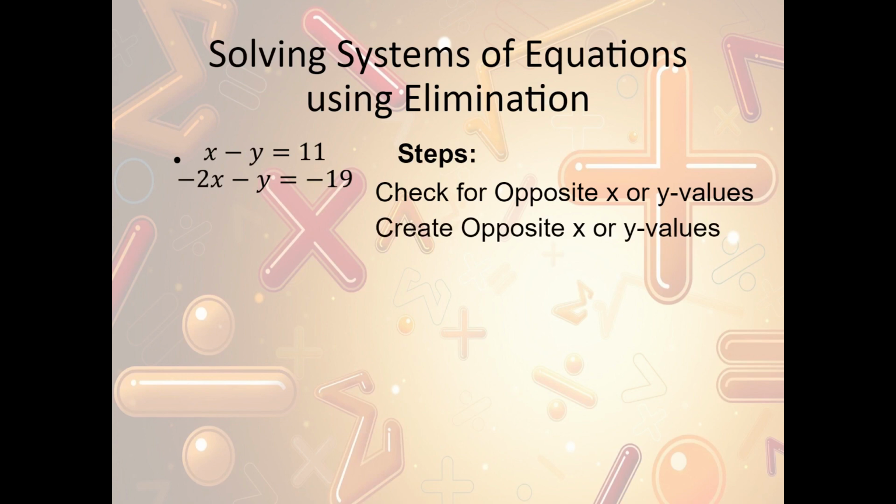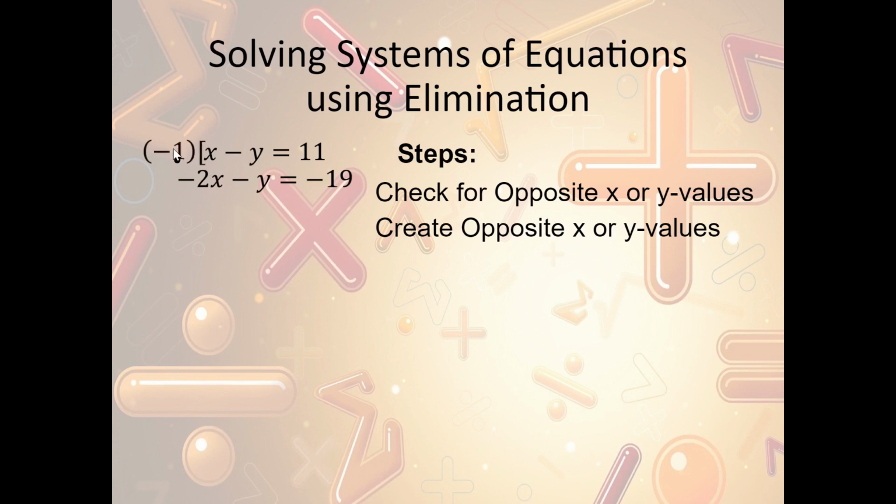So what we need to do is create opposite values. We need to multiply either one or both of the equations by some number to get opposite values. So in this case, the easiest looks like it might be the y's, because we could just multiply one of these by a -1, and that gives us a positive y and a negative y. But we could also do the x's. We could multiply this whole thing by 2. That gives us a positive 2x and a negative 2x.